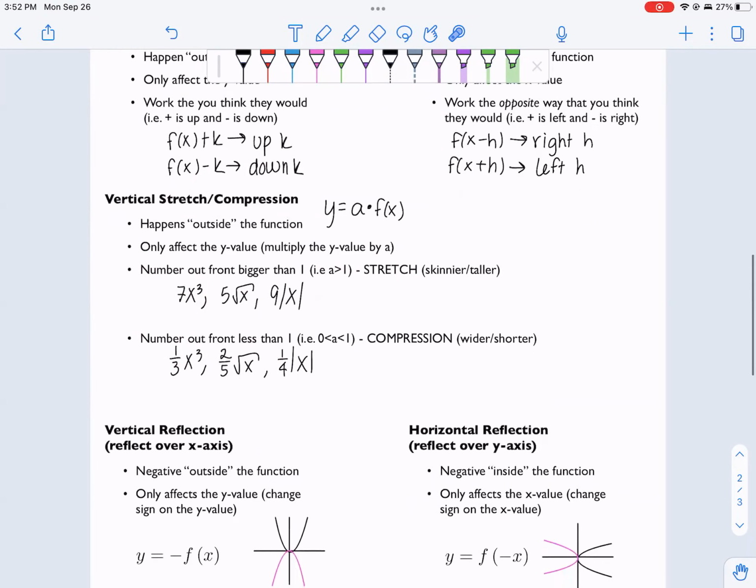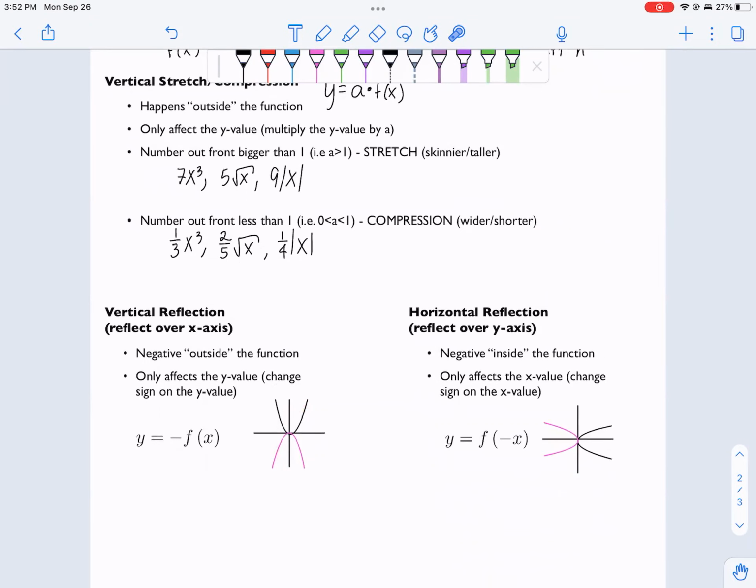For reflections, I just copy and pasted these from up above. Vertical reflection is reflecting over the x-axis. It's when you have a negative on the outside of the function, and it only affects the y value. It changes the sign on the y value. Horizontal reflections are reflections over the y-axis. That's when you have a negative on the inside of the function, and it only affects the x value. It changes the sign on the x value.